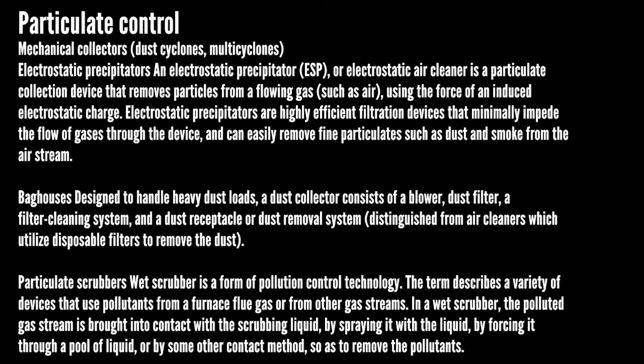Baghouse is designed to handle heavy dust loads. A dust collector consists of a blower, dust filter, a filter cleaning system, and a dust receptacle or dust removal system, distinguished from air cleaners which utilize disposable filters to remove the dust. Particulate scrubbers. Wet scrubber is a form of pollution control technology. The term describes a variety of devices that use pollutants from a furnace flue gas or from other gas streams. In a wet scrubber, the polluted gas stream is brought into contact with the scrubbing liquid, by spraying it with the liquid, by forcing it through a pool of liquid, or by some other contact method, so as to remove the pollutants.